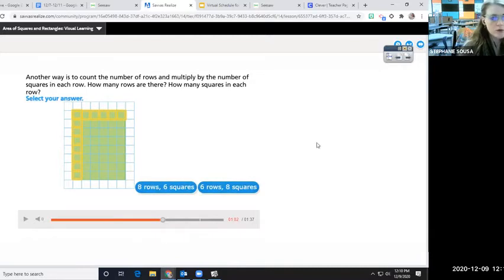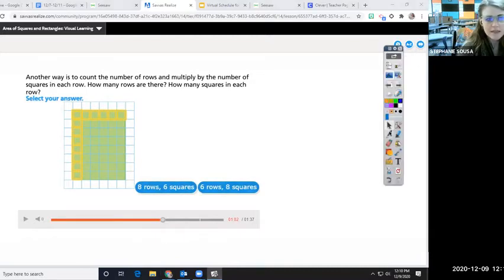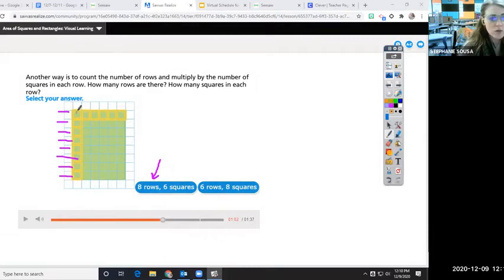All right, so how many rows are there? We know that rows go straight across. So I can see that there are 1, 2, 3, 4, 5, 6, 7, 8 rows. So that's telling me that this is probably my answer, but I'm going to check to make sure that there are also 6 squares in each row. 1, 2, 3, 4, 5, 6. There are. So there are 8 rows with 6 squares in each row.